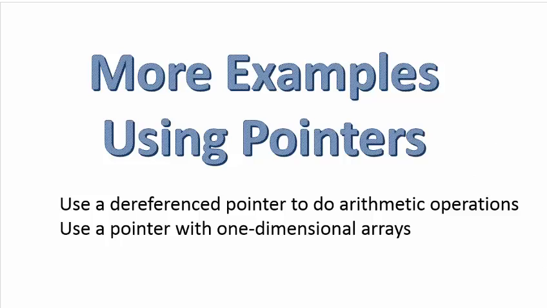More pointer examples. This time we're going to use a pointer, actually the dereferenced pointer, so the thing that the pointer is pointing to, to do arithmetic operations, and use a pointer with one-dimensional arrays. So that's what we're going to cover. We will hold off using pointers in function arguments for next week.